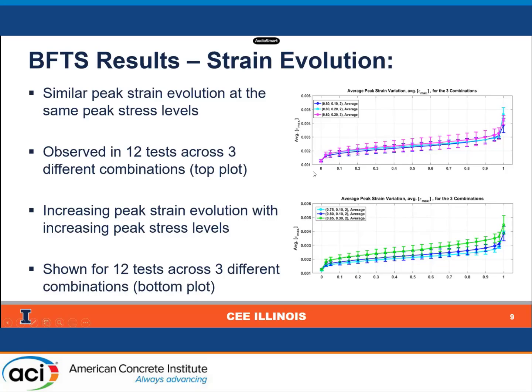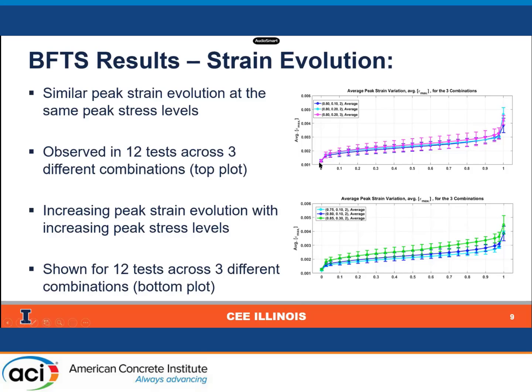Something else that was seen in all the tests that we did was this inverted S-shaped behavior for the peak strain evolutions. So in this initial portion, the rate of change of peak strains is quite severe, and then it eventually stabilizes in this middle portion where it is quite stable, and then towards the end it again begins to pick up. This was observed in all tests, which comes in handy in all our analysis.